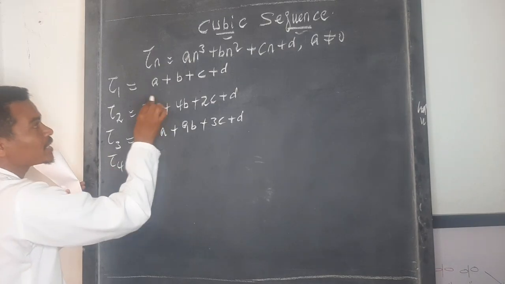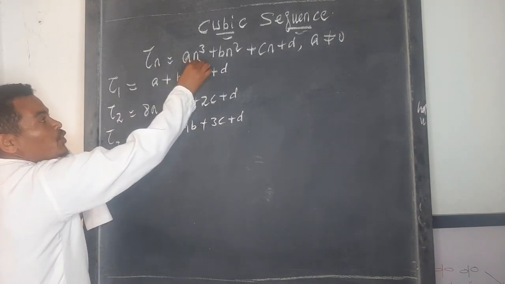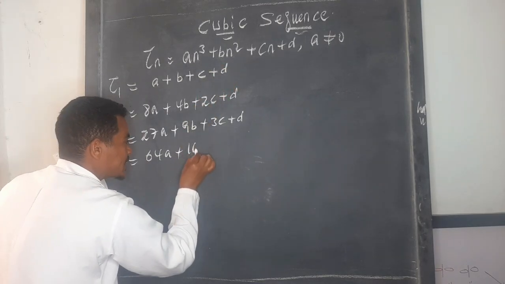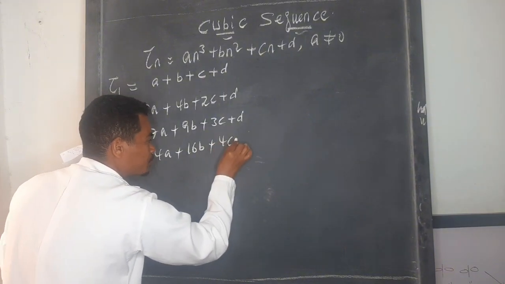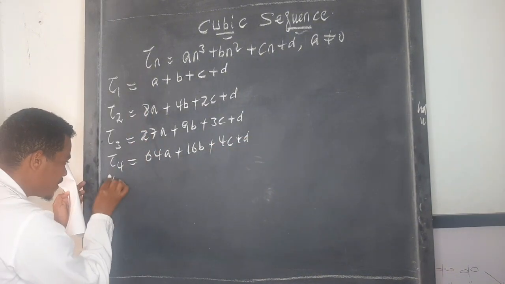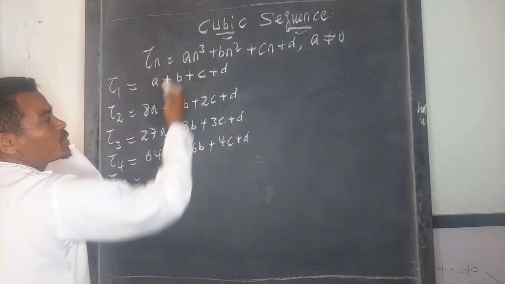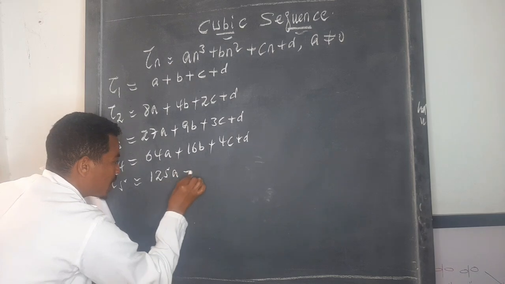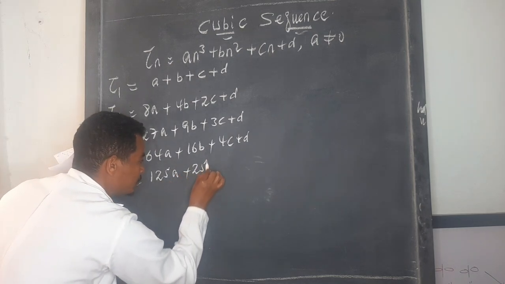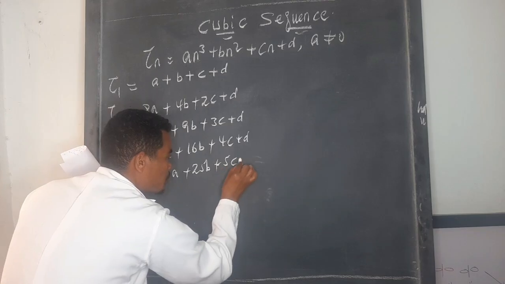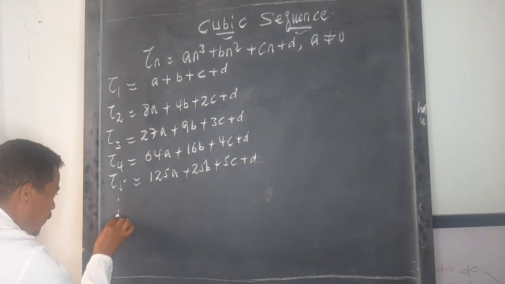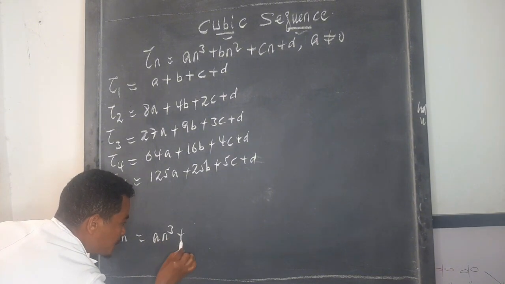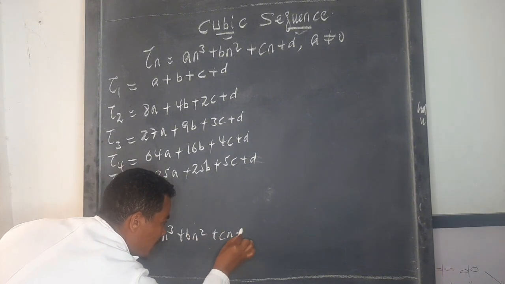T4 means the fourth term of the given cubic sequence. 4 cubed is 64, right? 64a plus 4 squared is 16b plus 4c plus d. T5 means the fifth term of this cubic sequence. 5 cubed is 125a plus 5 squared is 25b plus 5c plus d. And let's continue like this. The nth term of the cubic sequence is an cubed plus bn squared plus cn plus d.